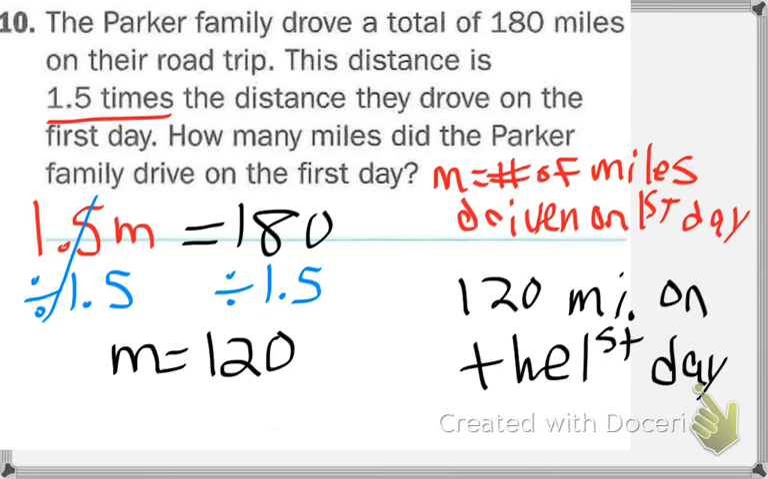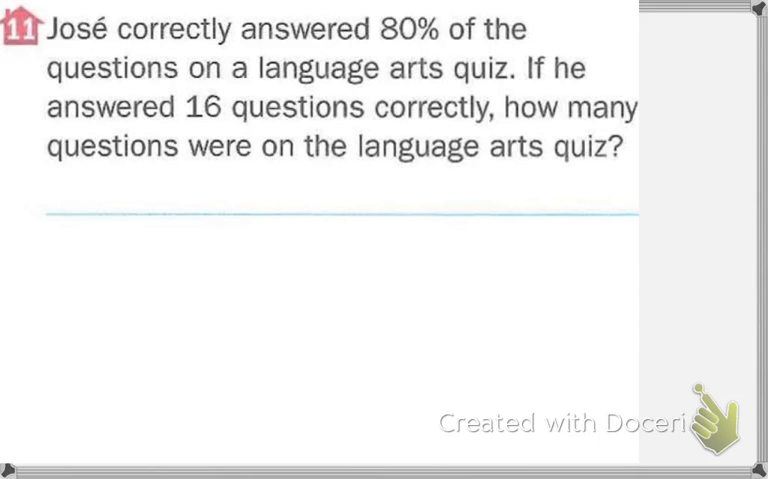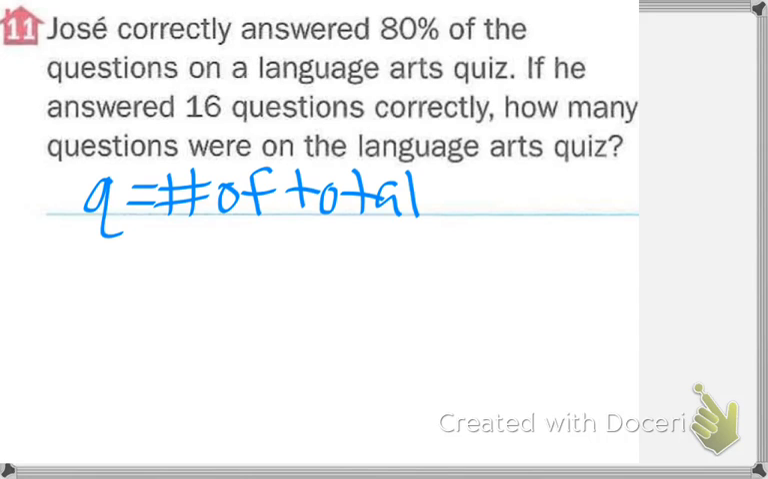Let's do another one. Make sure you try these on your own first before you watch the answers. I'm going to read the last sentence anyways. It says, if you answered 16 questions correctly, how many questions were on the language arts quiz? Meaning, we're looking for the total number of questions, because that's how many are on the quiz. So I'm going to call it Q for questions. So Q is going to equal the number of total questions. That's our variable. So now let's go through.